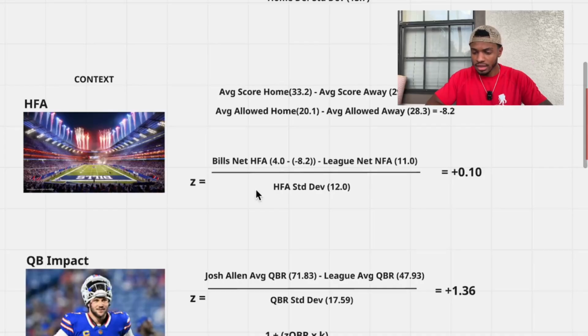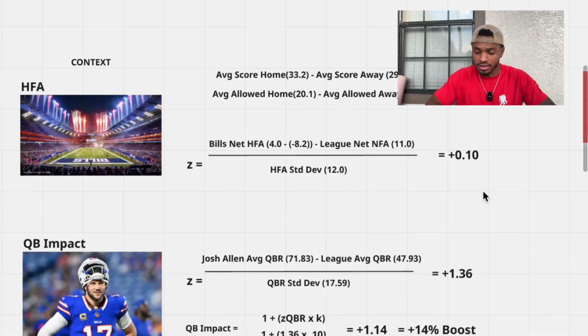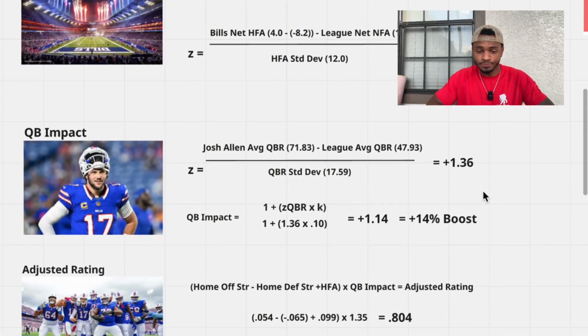And then from there, we see that the Bills have a home field advantage of 0.10, which isn't massive. Some teams have a really big one, like the Broncos. I think theirs is 0.40. And some teams actually have a negative home field advantage, despite what everybody thinks, and that's why the numbers are so useful. We also have our quarterback impact.